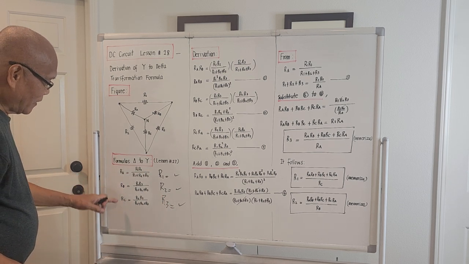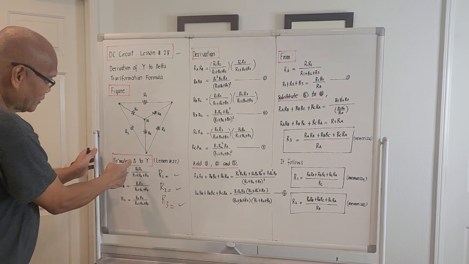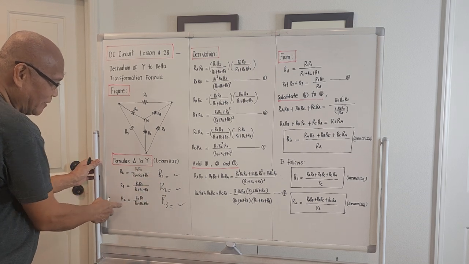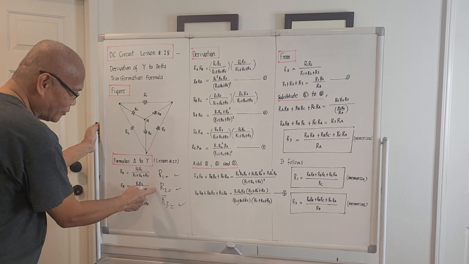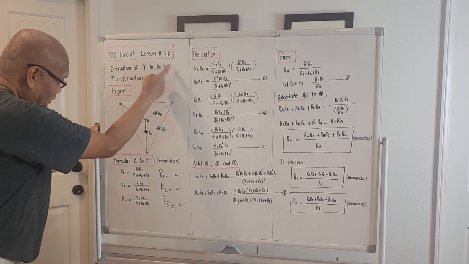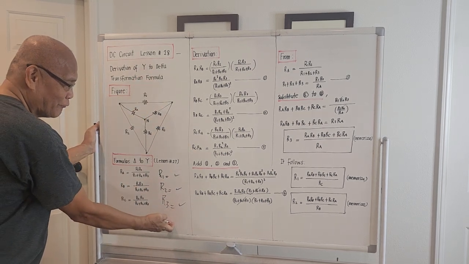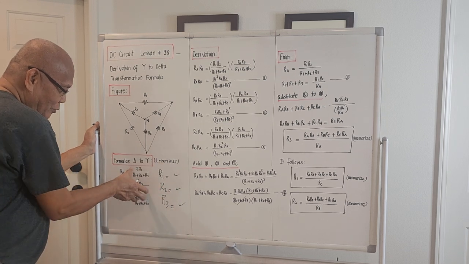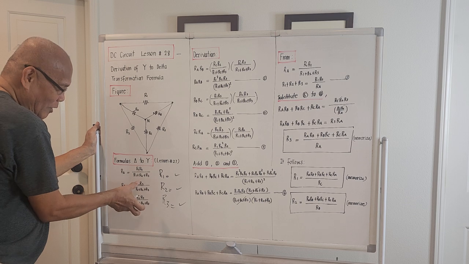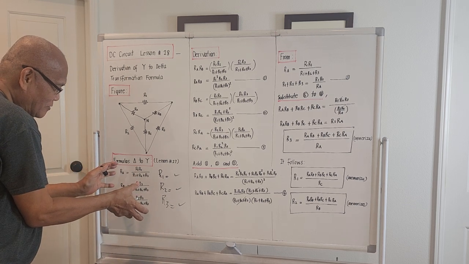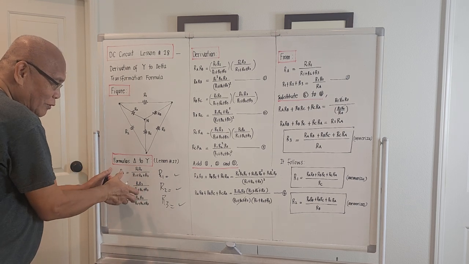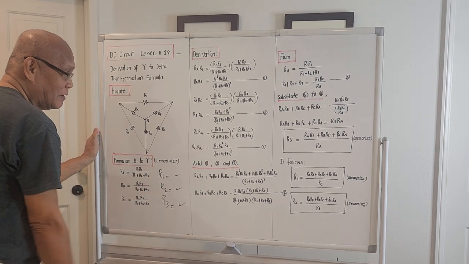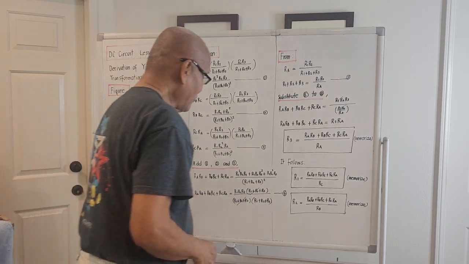We will be reversing the equation. RA, RB, and RC, that's computed already for delta to Y. But supposing what is given is RA, RB, and RC, and the problem is asking for R1, R2, and R3. That is for Y to delta transformation. How could we solve for this one? So to bring out the equations for this, we start with this. We will be manipulating this equation such that we could compute for R1, R2, and R3. Okay, let's go to the derivation.